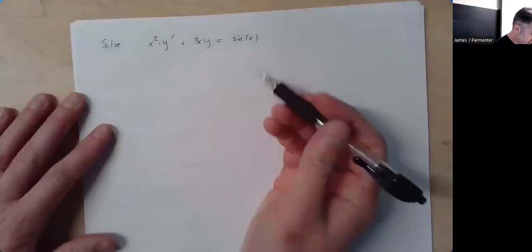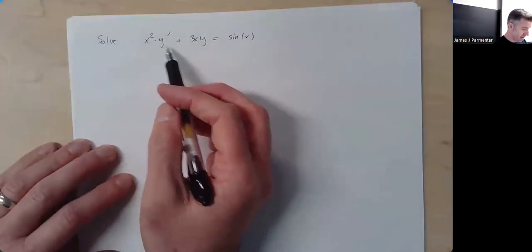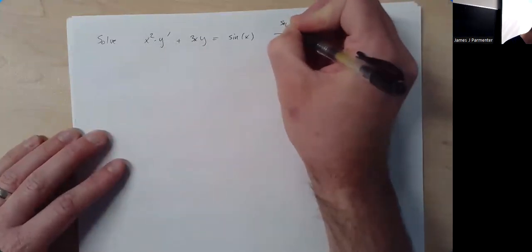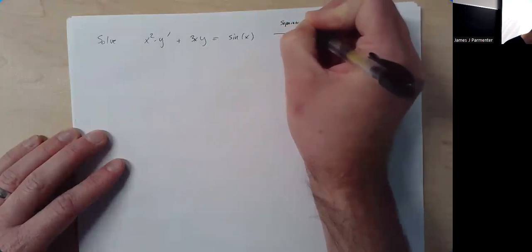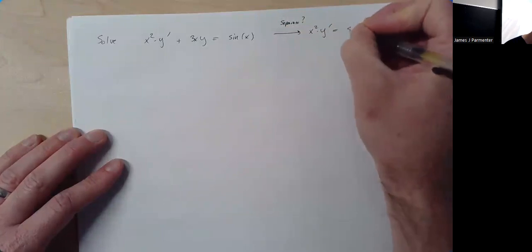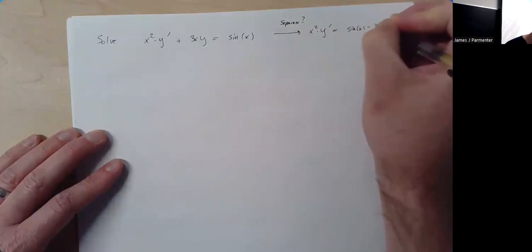Whenever I see something like this, I ask myself, is it separable? Usually, if you can separate the variables first, that is a better choice. It's usually going to be easier to separate variables. To separate variables, you want to isolate y prime. So I'm going to have x squared times y prime equal to sine of x minus 3xy.